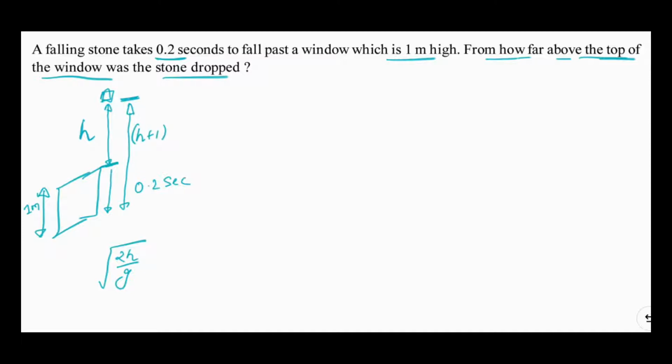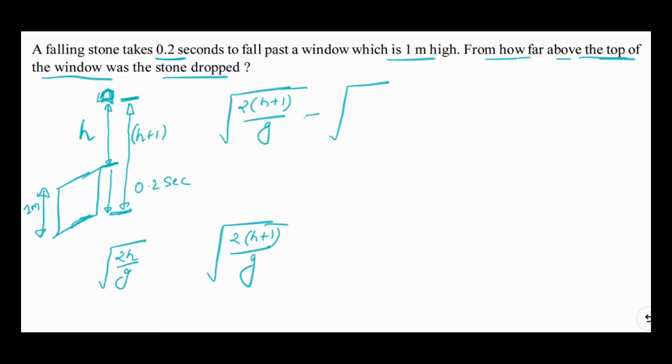and for motion from the release point to the bottom point of the window, the time is going to be root 2 times of (h plus 1) by g, because now the height is h plus 1, and the difference of this time is 0.2 second. So, I can create an equation in h here. The equation is going to be root 2 times (h plus 1) by g, which is the total time of motion from the release point to the bottom point of the window, minus the time of motion from the release point to the top of the window. The difference of this time is going to be 0.2 second as given in the question. So, we can solve this equation to get the value of h.